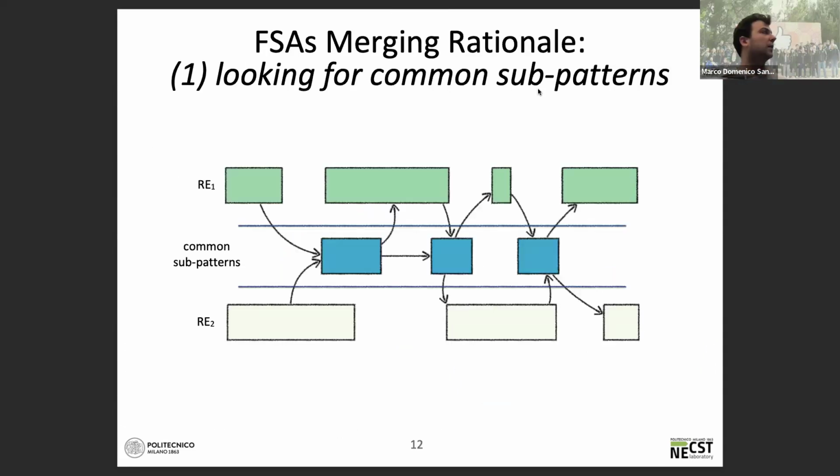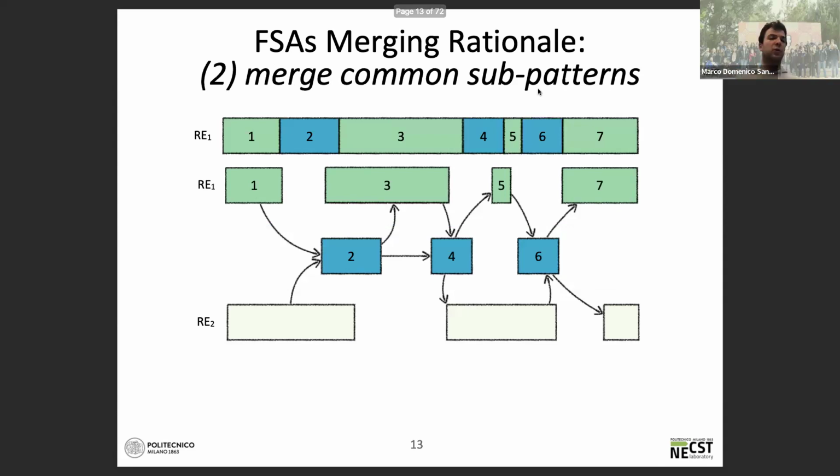Coming back to the idea of how to merge a set of regular expressions into a single new automaton, I start from these two representative regular expressions, which are a general exemplification, in which we have the starting regular expressions and some common sub-patterns that are shared by regular expression 1 and regular expression 2. Then we want to put together these two patterns, merging the common part without repeating these sub-patterns. However, as we can see from the graph, we then created new edges, so new connections between states, with respect to the starting regular expressions.